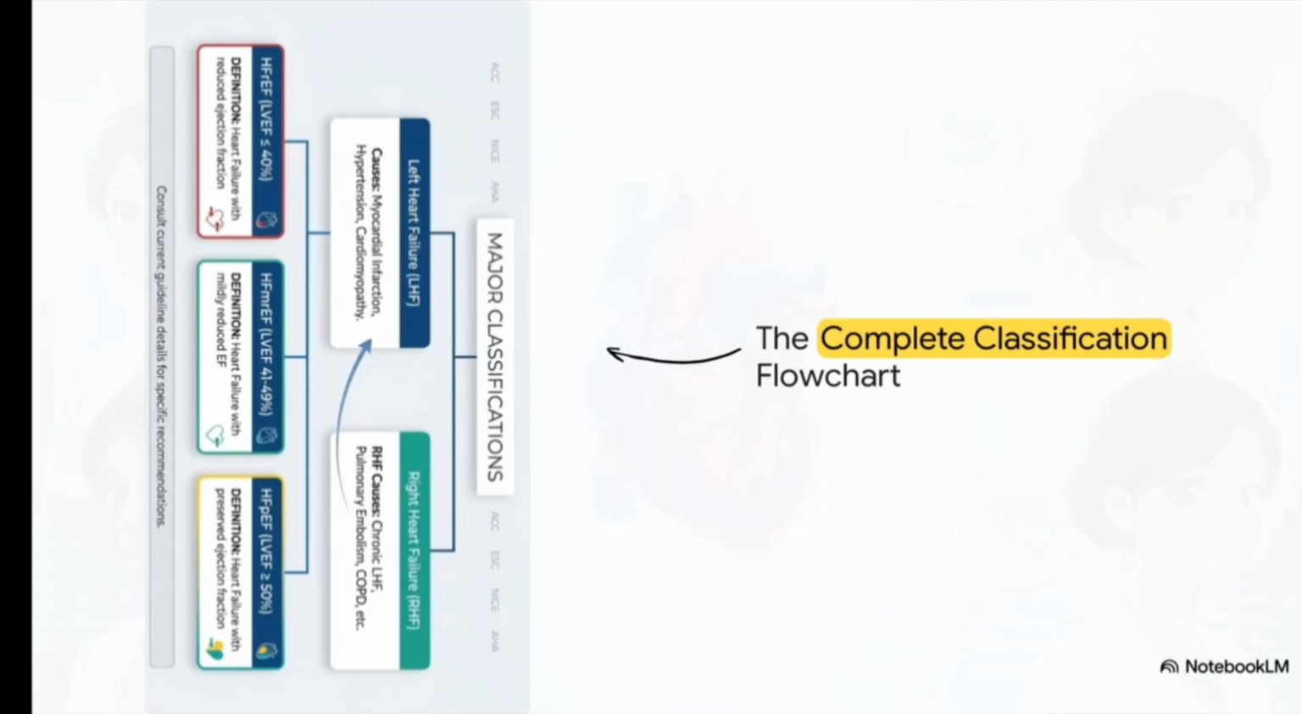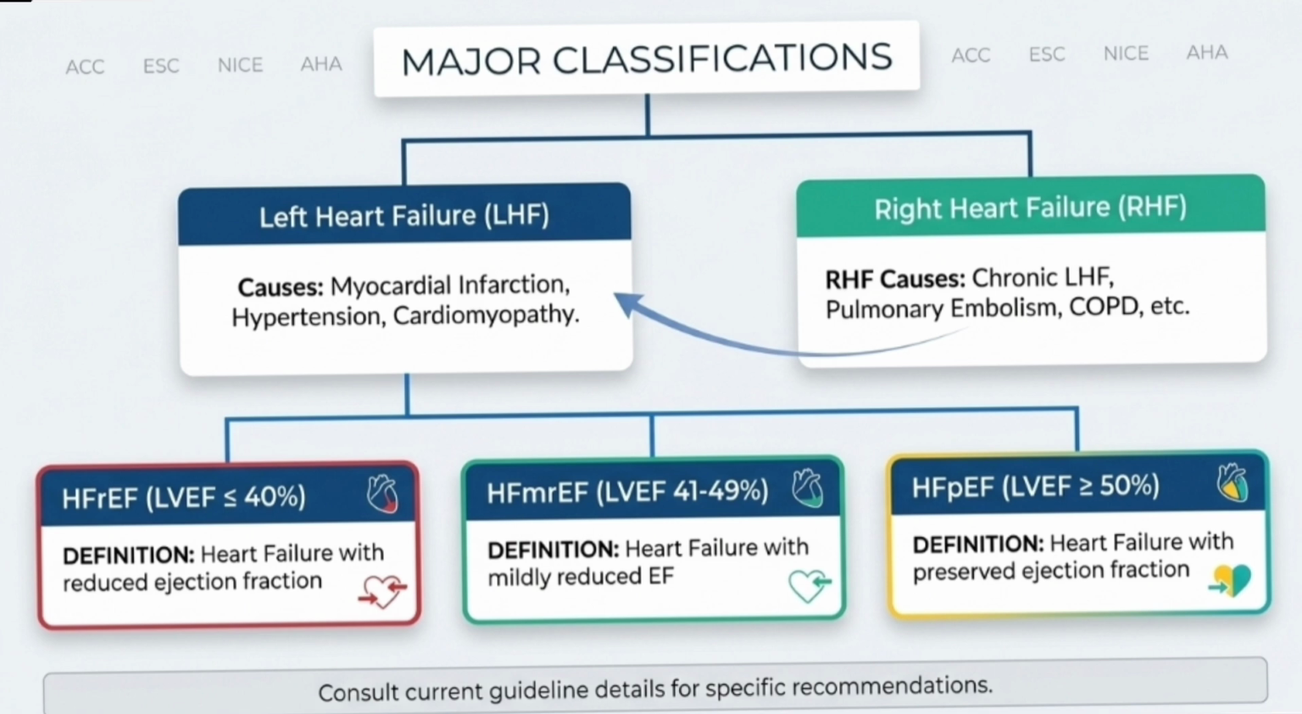So bringing it all together, this flowchart completely anchors everything we've just covered. The macro left heart failure classification funnels right down into the 3 micro LVF subclasses we just talked about: HF-REF, HF-MRF, and HFpEF. Meanwhile, right heart failure sits in its own category, fundamentally connected by that progression from left to right.